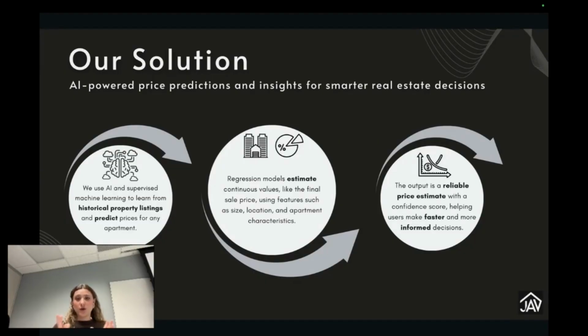So what the AI will do is estimate the values, the price, from the features. We're talking about location, the size, how many bathrooms, if they have a balcony, if they have a garage. So all the characteristics. And then the AI will create a reliable output, so we're talking about estimations with a confidence score. This, as I said before, will make everything faster and help people make informed decisions overall.